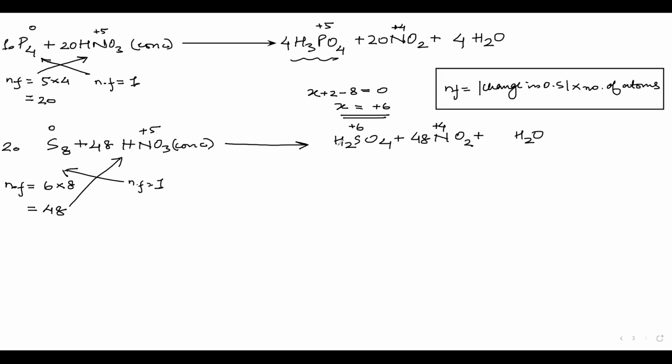Now sulfur is how much? Sulfur is 8. So let us put 8 here. Now how many water molecules are remaining? Okay, 48, and here we have 8 to the 16. 16 minus 48 will be equal to 32, and 32 half is 16. 16 water molecules. Okay.